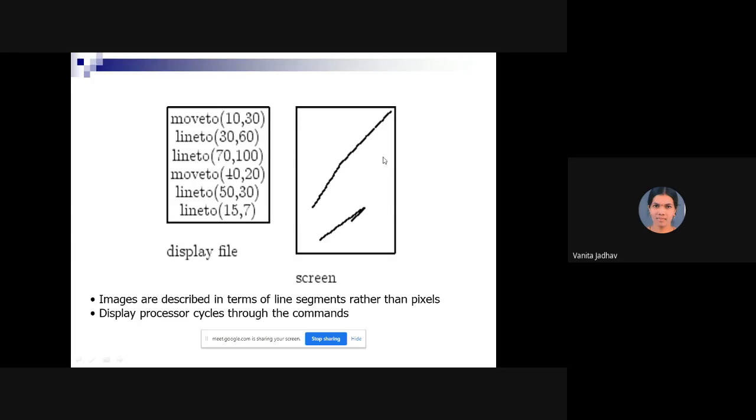If you are looking at this example in the diagram, the picture is nothing but this line and again this line. So over here 2 lines are there.